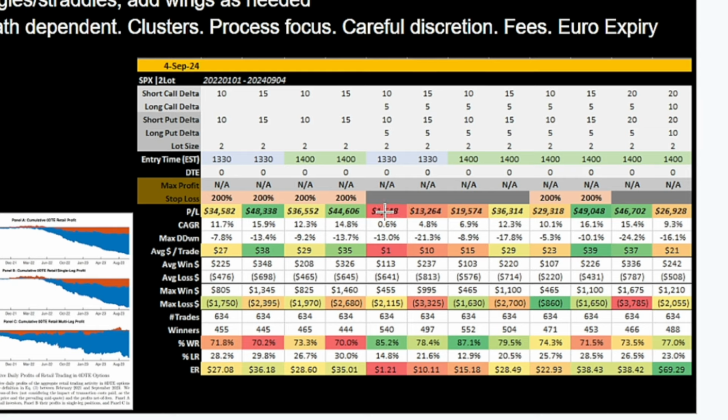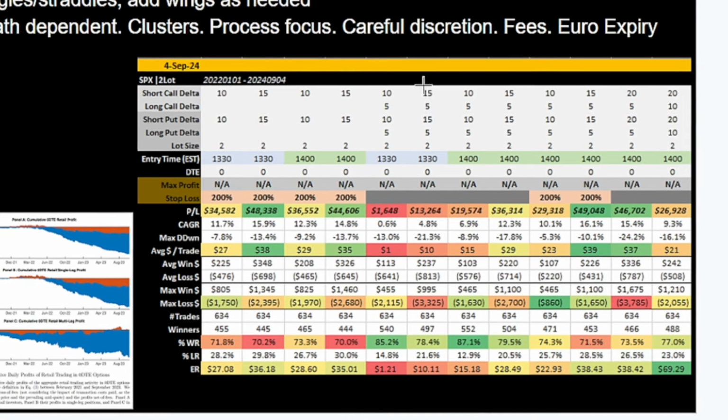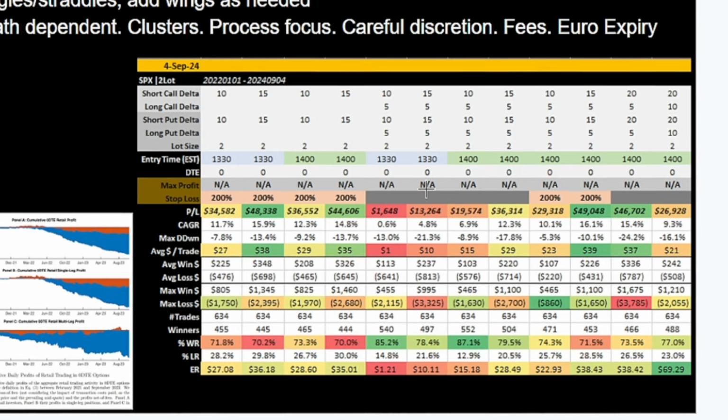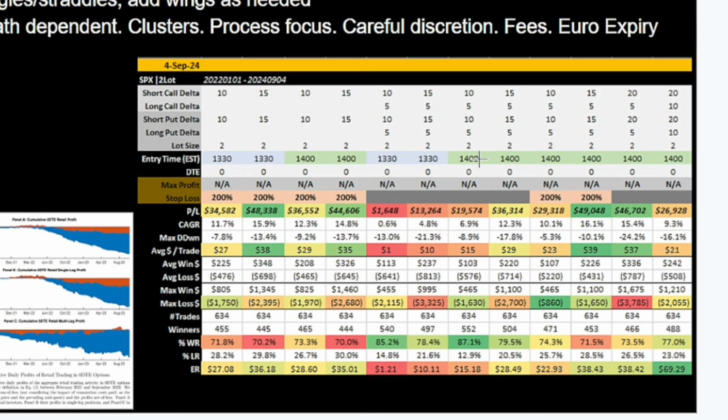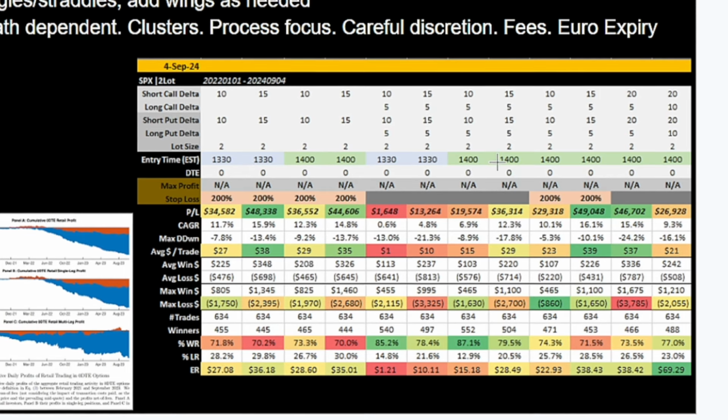Take a look at the change in P&L. It's much, much, much higher performing at the wider spread with no P&L management applied. Then when we take a look at 1400, which is, again, I'm just picking a time period. I'm not trying to optimize it heavily. I'm just trying to show you a concept.